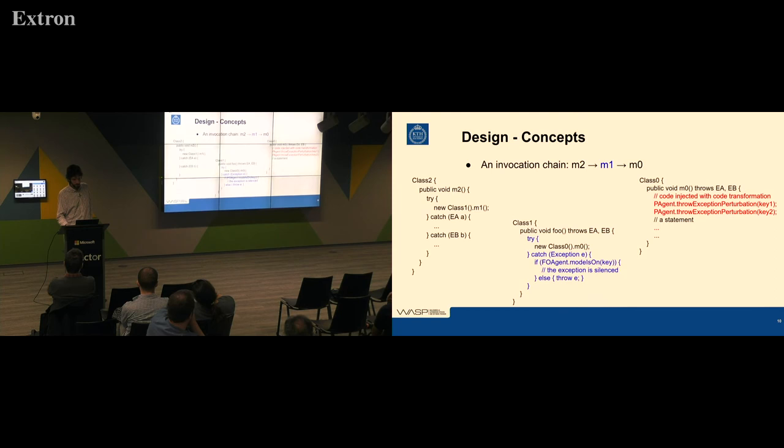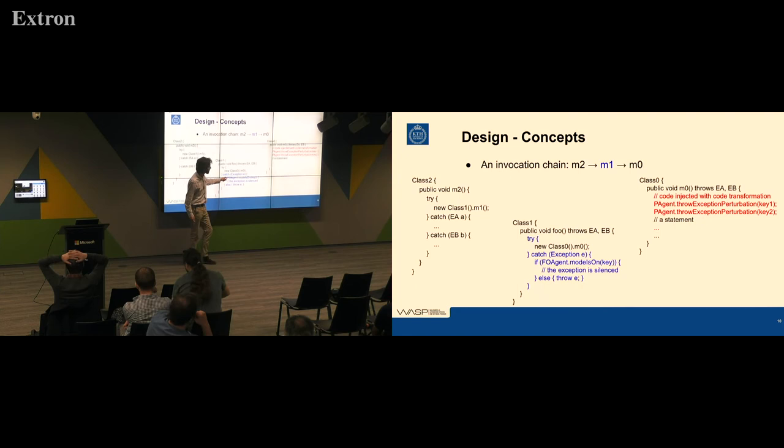Now, we also do this failure-obliviousness transformation, which is here. So it's the same method as before. We have the same call. And the blue code here is the code that we inject. What's the blue code? The blue code is a try-catch block, which catches all exceptions. And then we have an if, else.